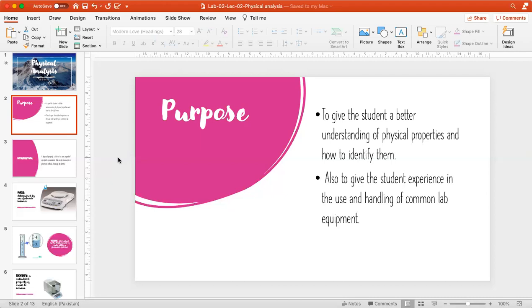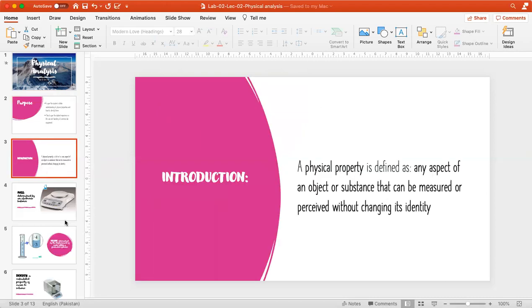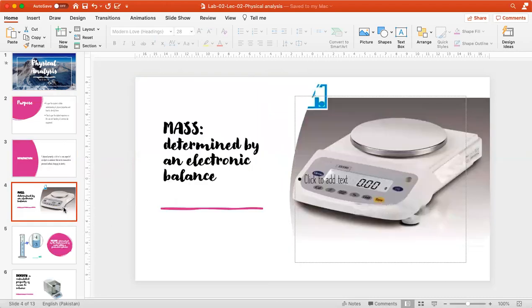First of all, if we go for the mass determination, mass is determined by an electronic balance. So this is the electronic balance we have in our laboratories, and you can weigh anything in these by using these electronic balances.